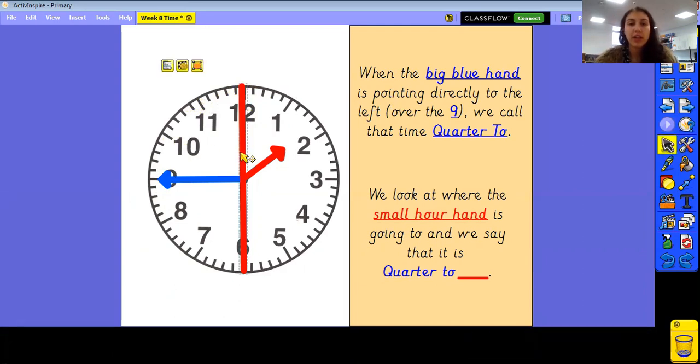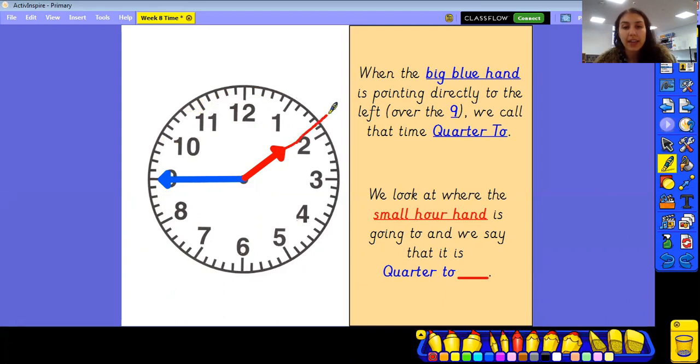So if we have a look at our red hour hand, we can see that if it carried on moving forward, like it would do if our blue hand got to the next o'clock, it would be going to 2. So we say quarter to, and I can see it's going to 2. Quarter to 2. Let's have a look at a different one then.